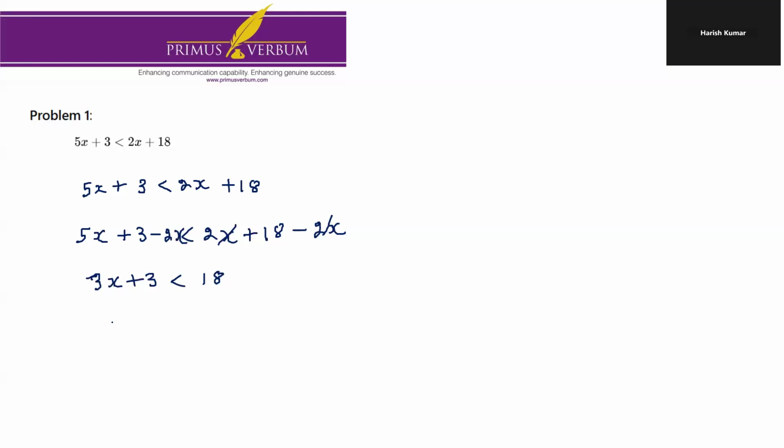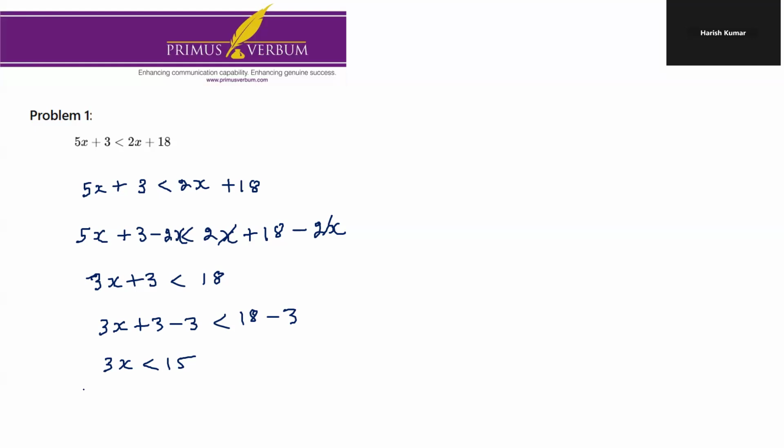Okay. Now I want to isolate 3x on the left hand side, so I will get rid of the plus 3 by subtracting 3 from the left hand side, in which case I subtract 3 from the right hand side as well. So I end up with 3x less than 15. So this is the first step of the two-step algebraic process.